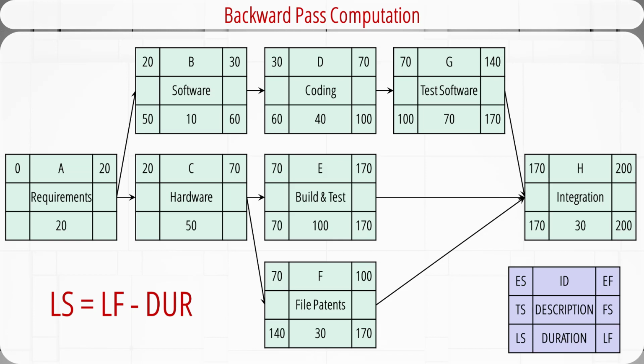For E, 170 minus 100 equals 70. For F, 170 minus 30 equals 140. C is a burst activity. Its late finish is equal to the smaller of these two values, which is 70. For C, 70 minus 50 equals 20. Activity A is a burst activity. The late finish should be the smaller of these two values, which is 20. The late start of activity A is 20 minus 20, we get 0.